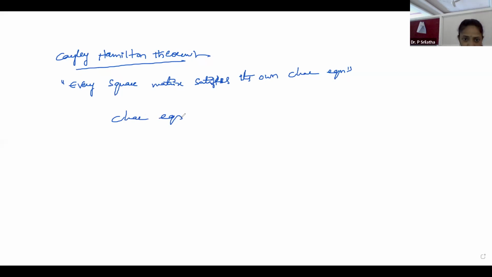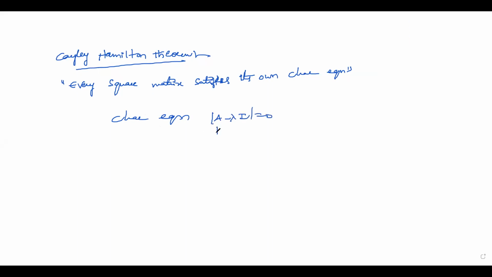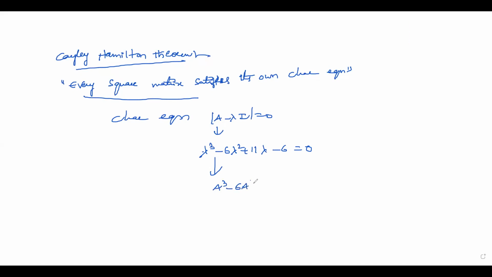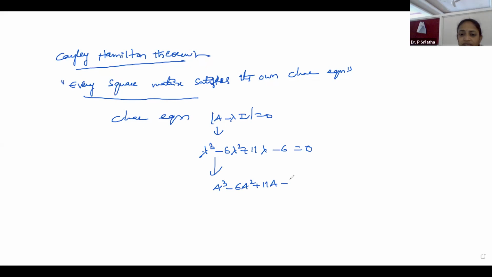Okay, so first of all, we need to find the characteristic equation, by using the formula that is determinant of A minus lambda I is equal to 0. So if the characteristic equation is lambda cube minus 6 lambda square plus 11 lambda minus 6 equal to 0, then according to our characteristic equation, instead of lambda, we have to write A: A cube minus 6A square plus 11A. For the constant, we have to put I here. So that is our method.